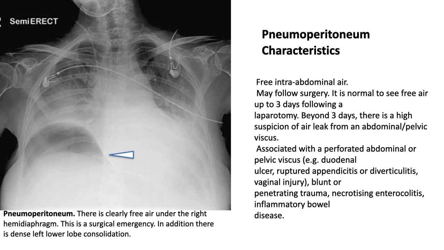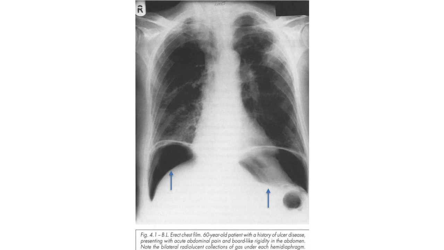What you want to find in pneumoperitoneum is air under both diaphragms. First on the right side, second on the left. You can see in this picture with the arrowhead, that is pneumoperitoneum. Another example, you can see bilateral pneumoperitoneum. It's a huge bilateral pneumoperitoneum.